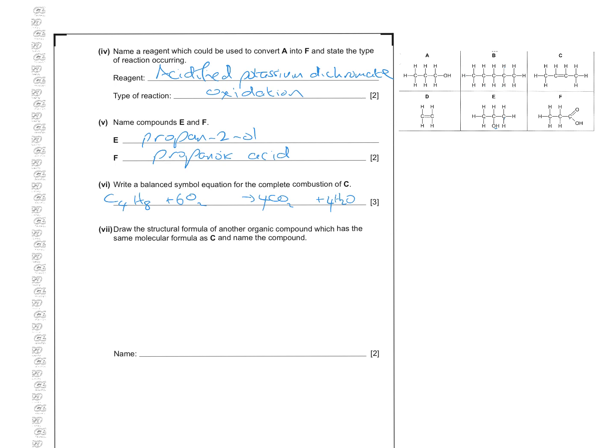Part 7. We have to draw the structural formula of another compound that has the same molecular formula, C. Now C is but-2-ene, C4H8. And what we can do is move the double bond to one of the other carbons. So just move it either to the left or to the right.